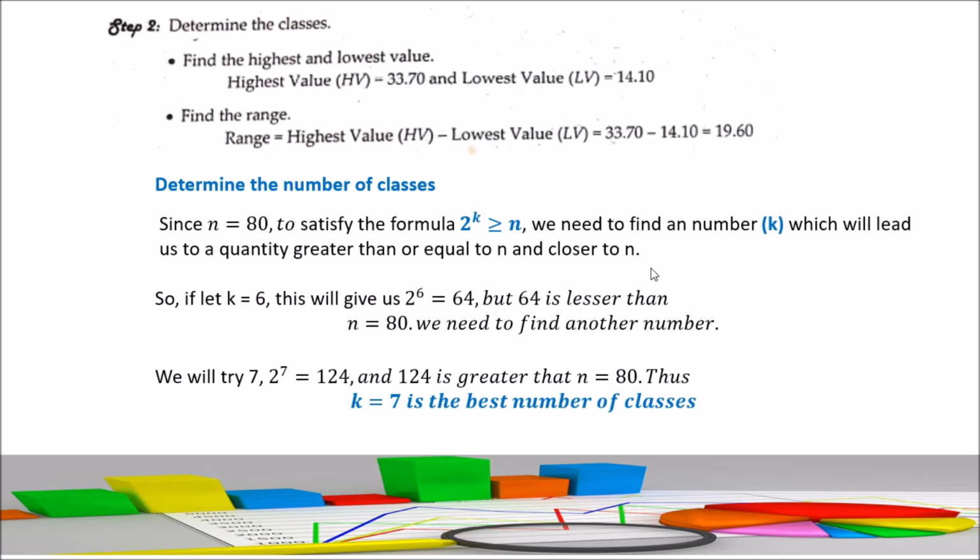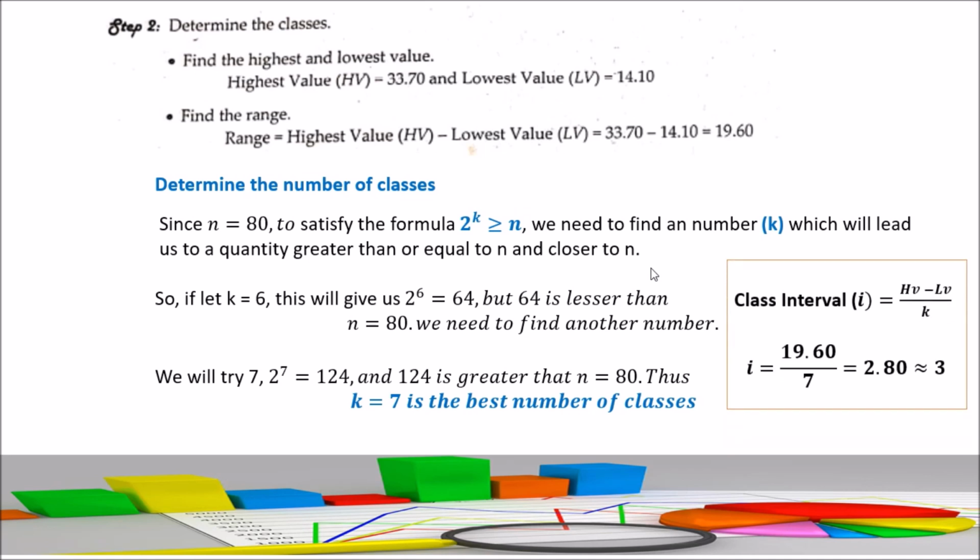Now we already have the value of k, so we can compute our interval. The class interval is the range divided by k, or HB minus LB divided by k. We know that our range is 19.60, divided by our k of 7, and that will give us 2.80, which we'll just round off to approximately 3. That is now our i, or class interval.